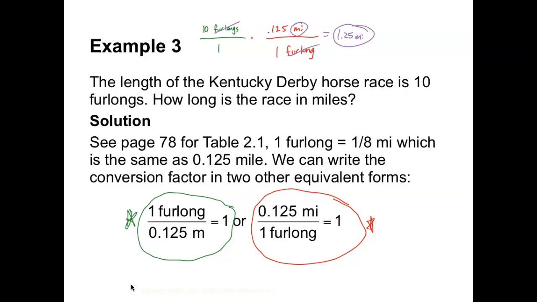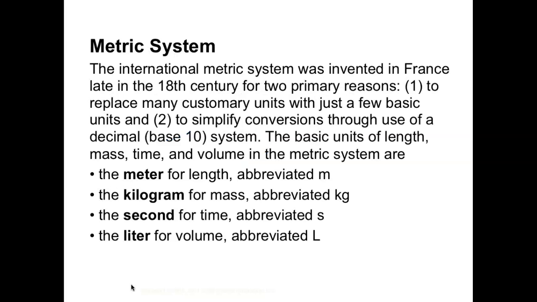All right. So the metric system was invented in France in the late 18th century for two primary reasons. One, to replace many customary units with just a few basic units, and two, to simplify conversions through a base 10 system, which is the system that we use for counting.